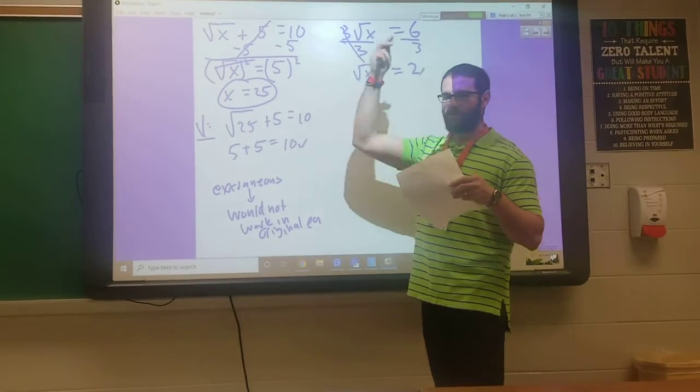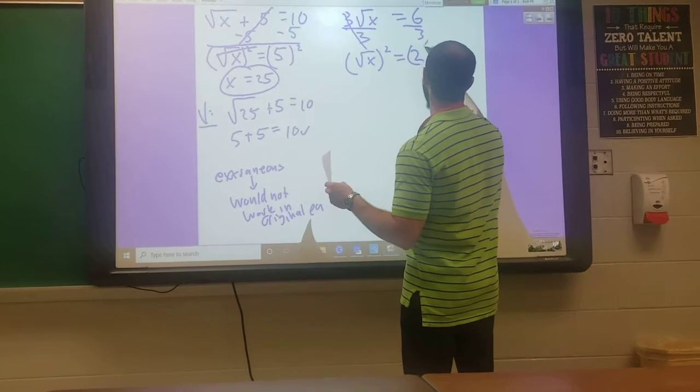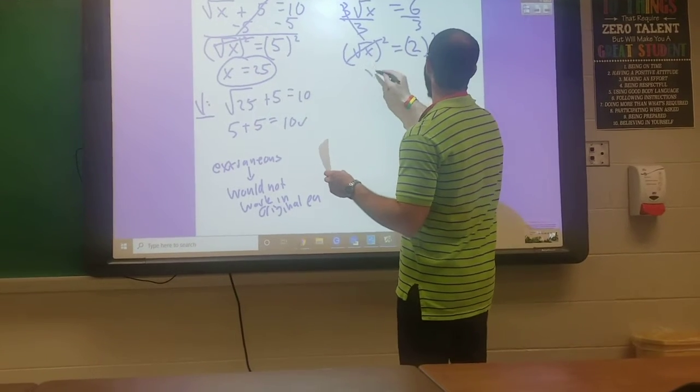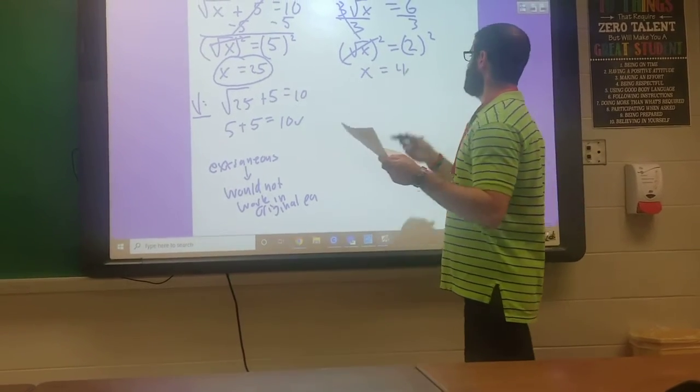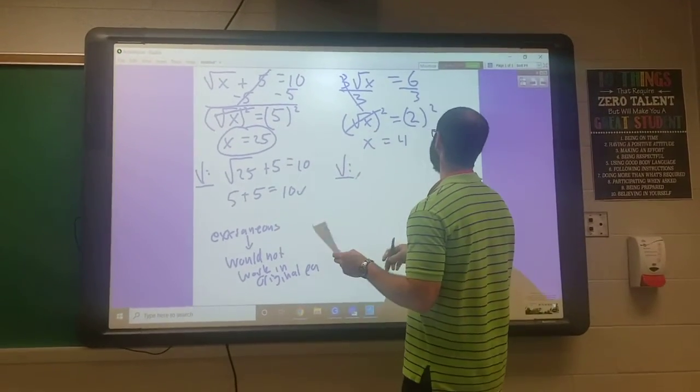How do I get rid of the square root? Square it, right? Square both sides. The square root's now by itself. So now I have x equals 4. Again, I'm going to check and verify that this actually works.